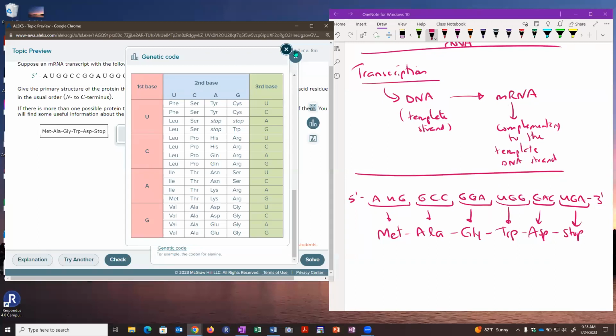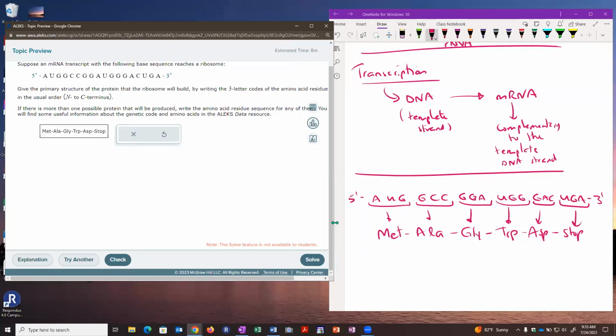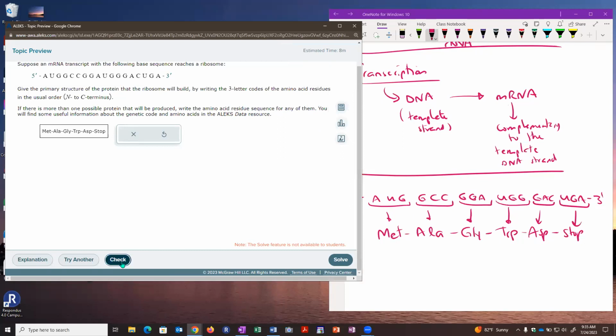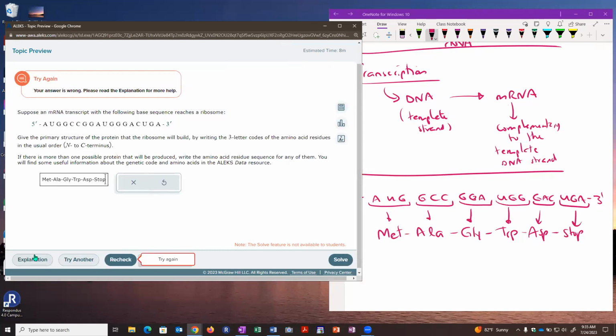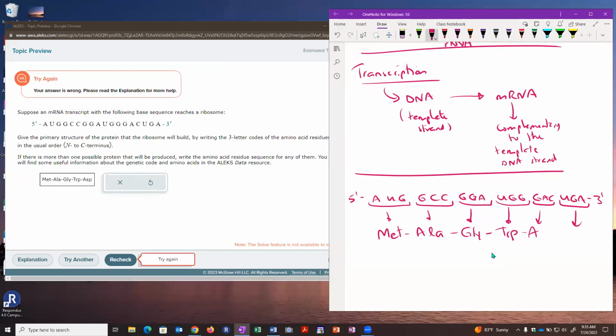So let's see if there's any information about how we enter the stop codon. It doesn't look that way. We don't actually need to put the stop codon in, because when the translational machinery encounters that, it will automatically release the peptide. So that's where we're going to stop our list: methionine, alanine, glycine, tryptophan, and aspartate. That's 1, 2, 3, 4, 5. That's a pentapeptide.